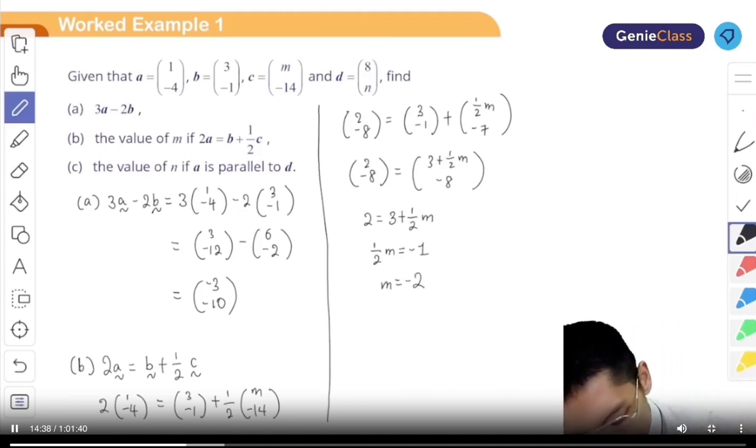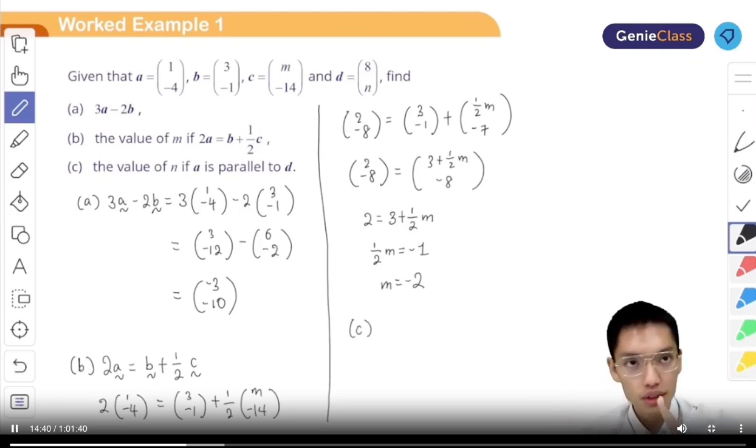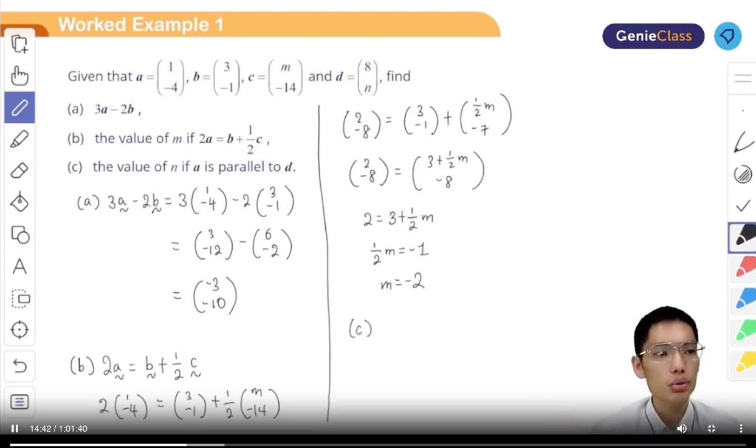Now, how do I then solve for c? So we recall A is parallel to D. So what is the first equation I can form? I'll give you all some time to think about it. What's the first equation I can think of when they are parallel? I'll give you some time to think about it. What's the first equation I can form?